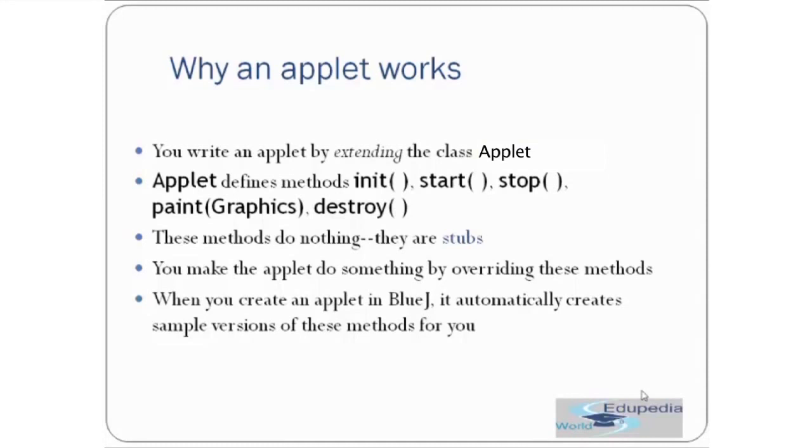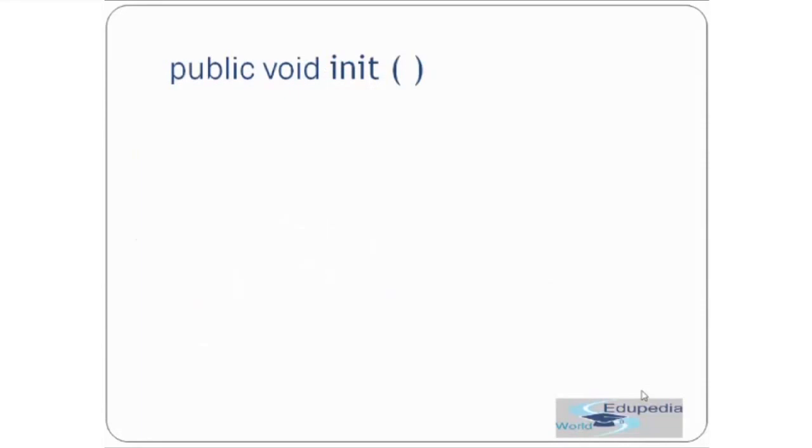You make an applet do something by overriding these methods. If you want to change the default functionality, then you must override them and you can write your own business logic in them. Now when you create an applet in BlueJ, which is just an IDE, it automatically creates a sample version of these methods for you. A sample version is like a default version that it will create for you. Now let's see the methods one by one.